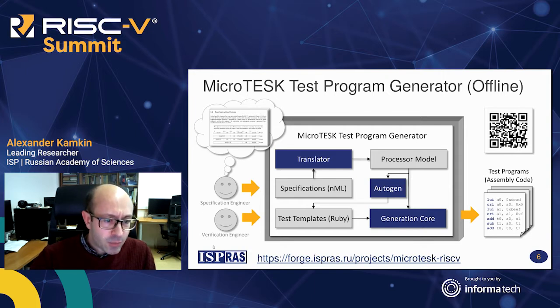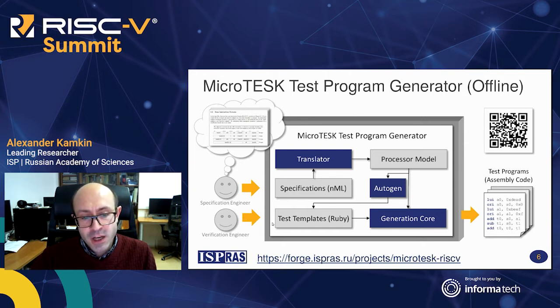There are two inputs. Specifications in NML and MMUSL are translated to the processor model. Again, the processor model consists of metadata, simulator, and coverage model. Another input is a test template or a set of test templates. A test template is a description of a verification scenario in a Ruby-based domain-specific language, DSL. The generation core implements architecture-independent test generation techniques to compose complex sequences of instructions, to generate test data using randomization and constraint solving, and produce compilable assembly code to be used for testing.